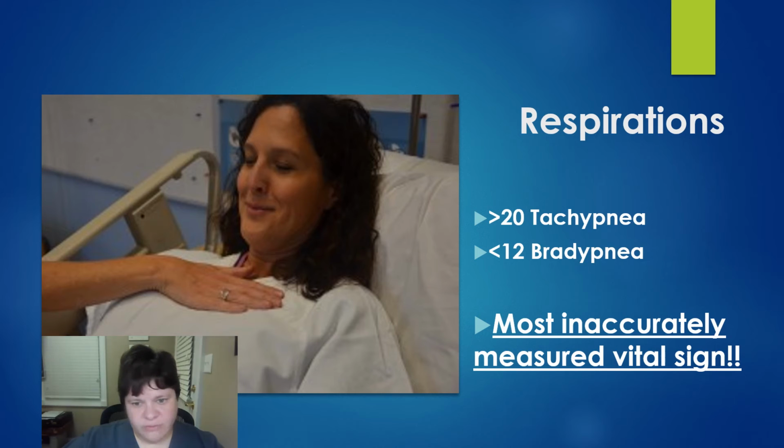Now let's talk about respirations that are outside of the normal rate. If it's greater than 20, it's considered tachypnea. If it's lower than 12, it's considered bradypnea. Remember again that the respiratory rate is one of the most commonly inaccurately recorded vital signs.